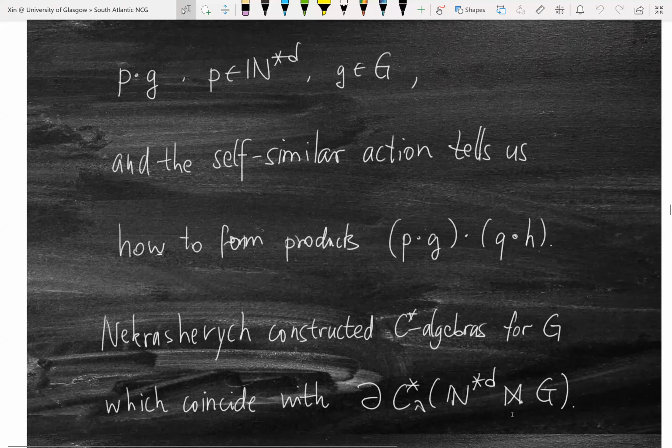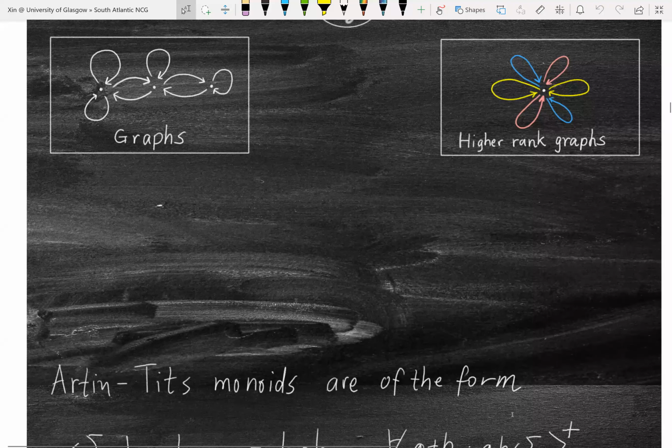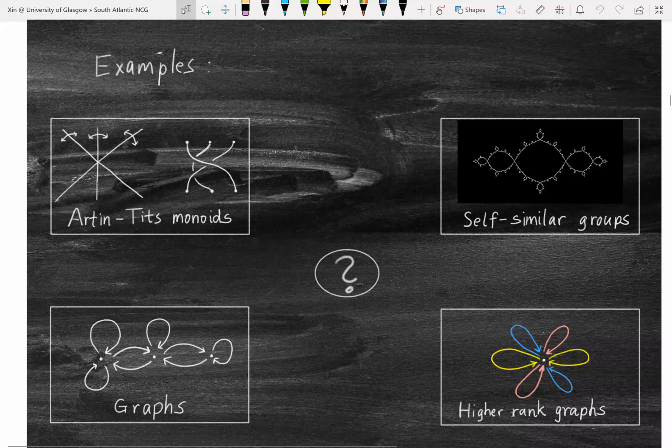Okay, so let me just look at the picture again. So now I went quickly through all these examples. And so question, what is the link between all of these? Well, the answer is already in the title of the talk. It turns out that all these are Garside categories.